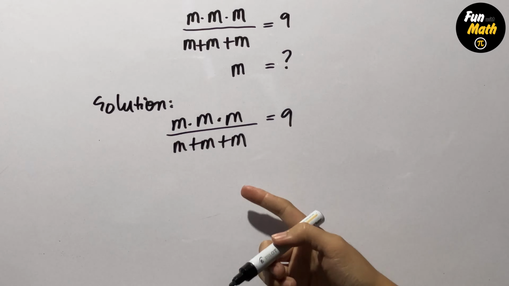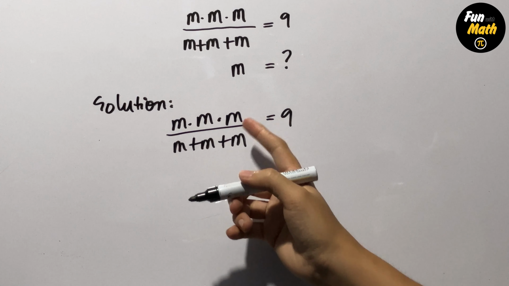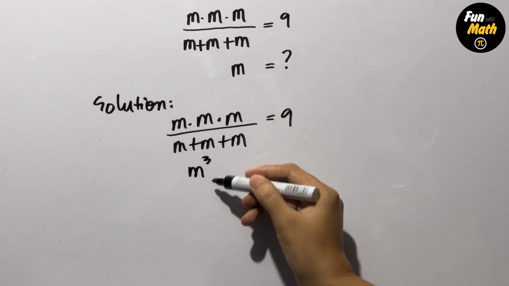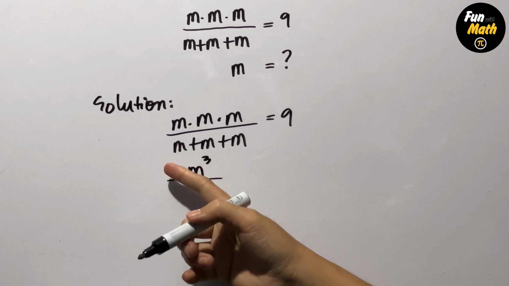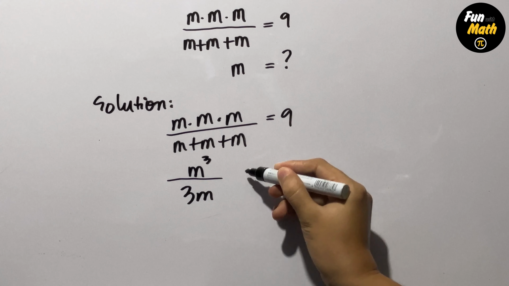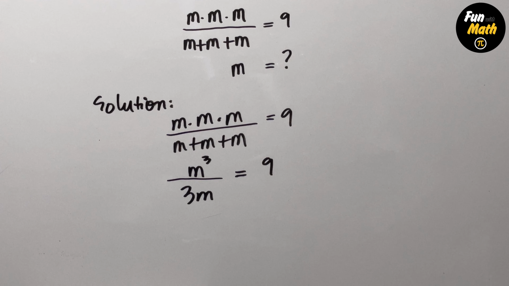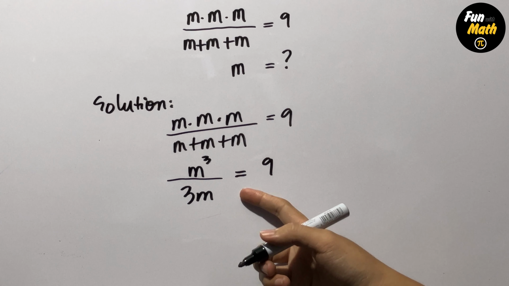Now for this, let's multiply our numerator. M times M times M, that is equal to M cubed, all over. Let's add our denominator, M plus M plus M, that is 3M, then equals 9. So we have M cubed over 3M is equal to 9.